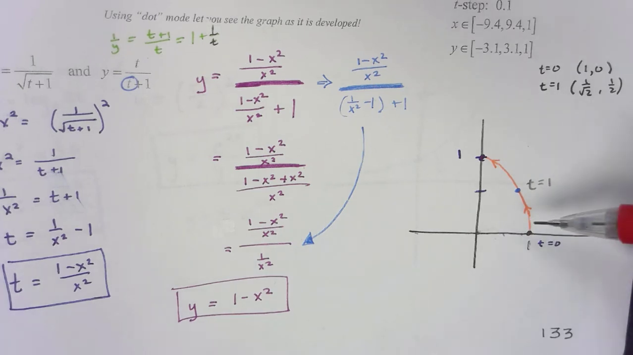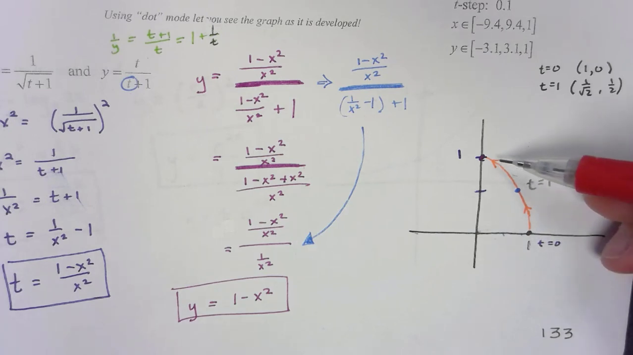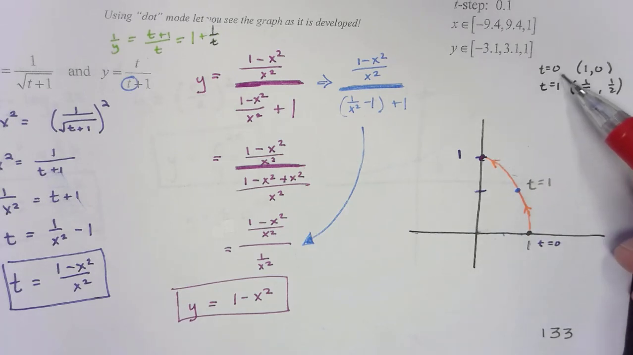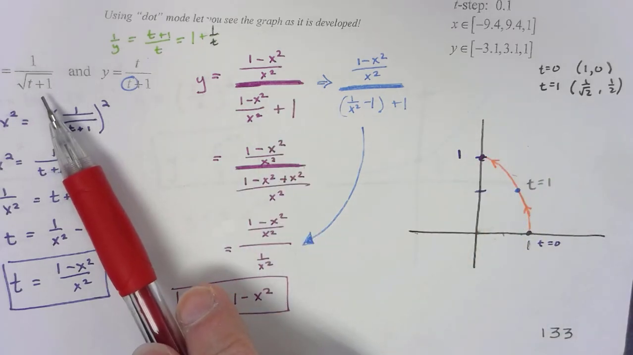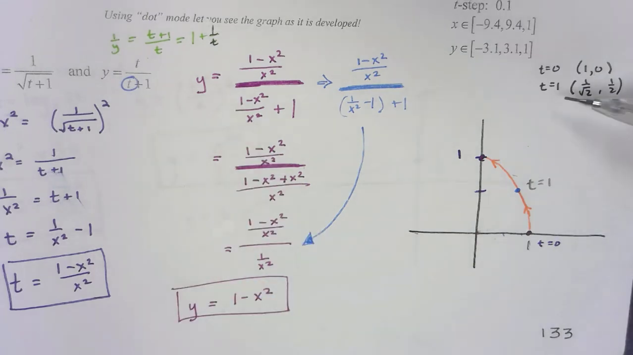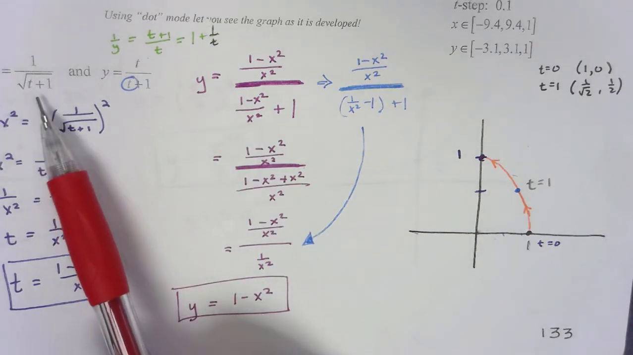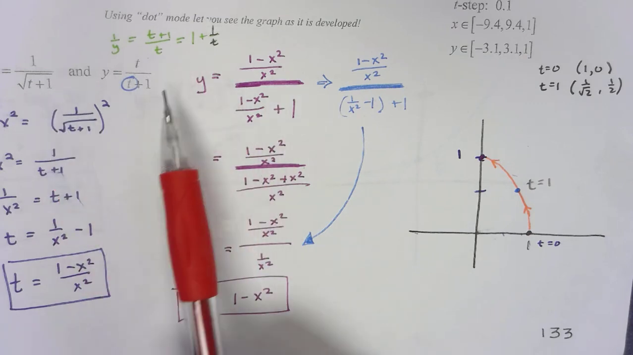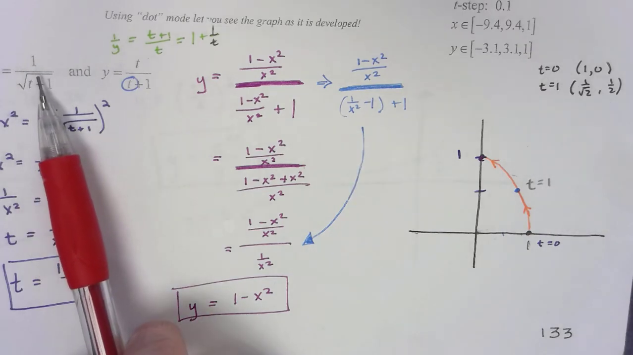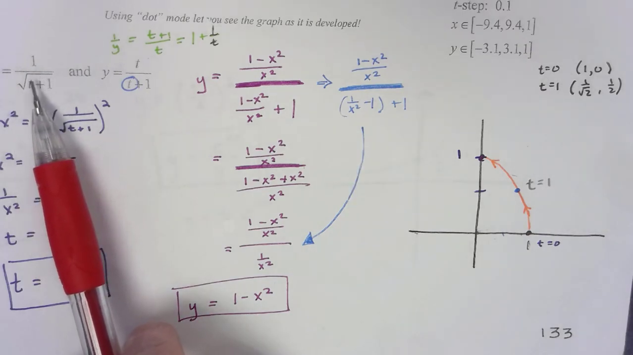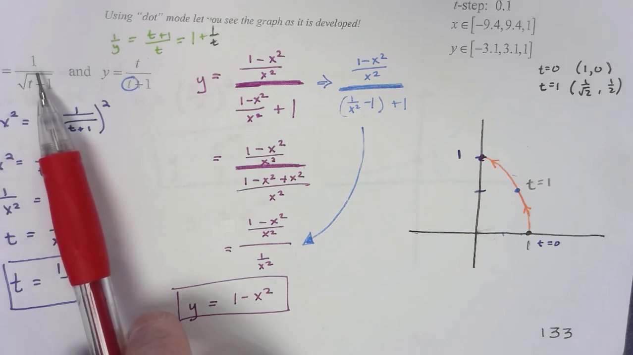Okay, so we have this graph here, and we can graph this by hand, but let's see something interesting. When t is 0, substituting 0 into t, I get for x 1, and for y, I get 0. When t is 1, I get for x 1 over the square root of 2, and for y, I get 1/2. When am I going to get 1 for y? When am I going to get 0 for x? I'm never going to get 0 for x because my numerator of my fraction is 1. This is never going to be 0. It's going to get very close to 0.